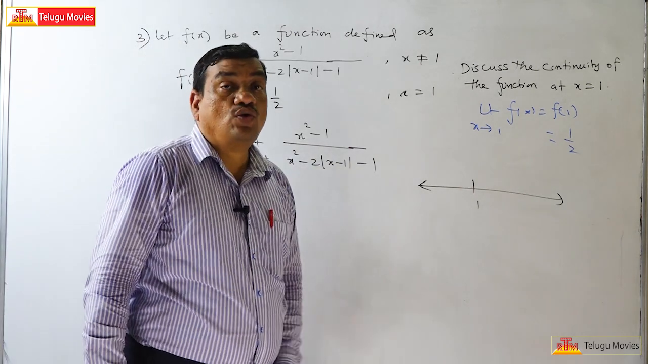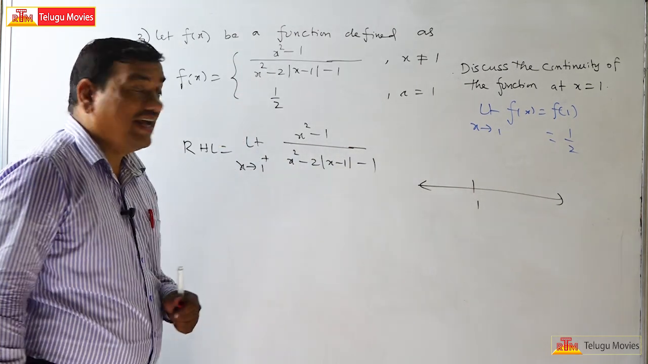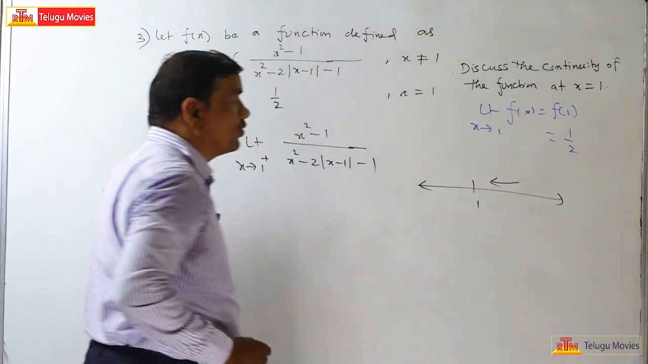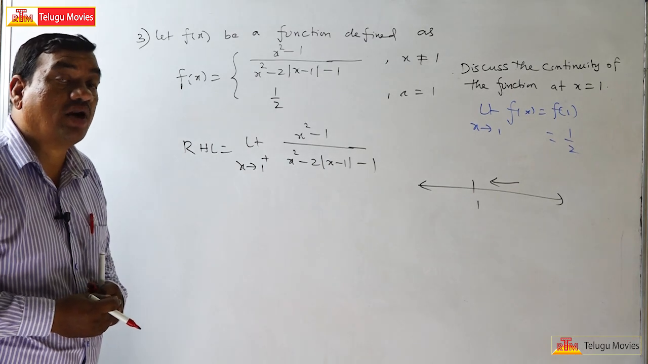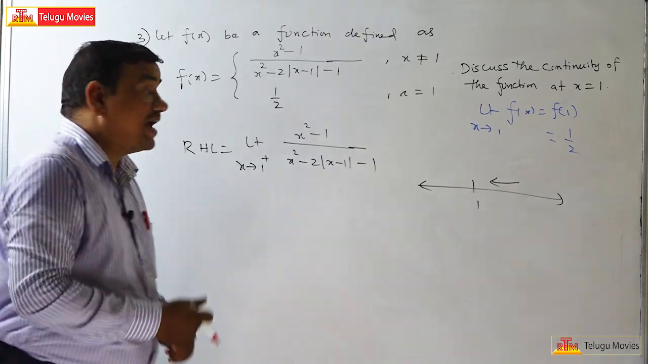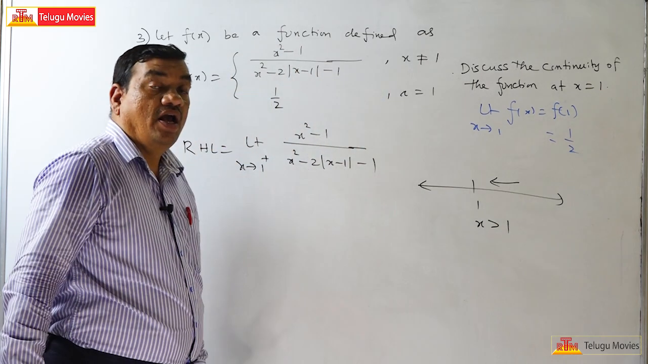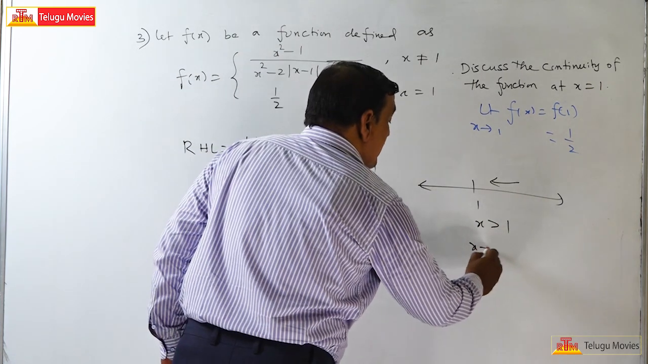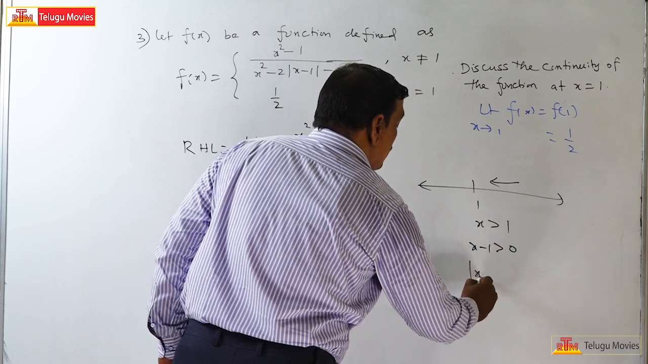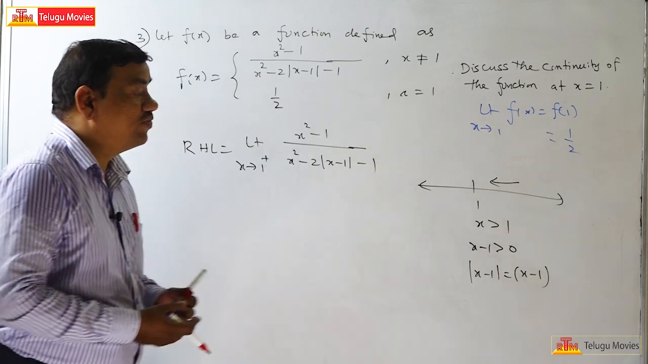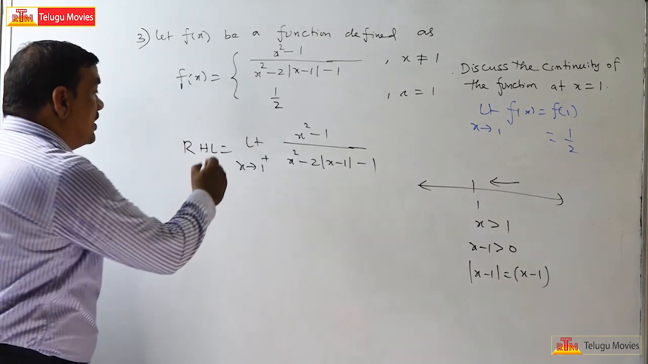So, at x equal to 1, you are approaching the x value from the right direction. X tends to 1 plus means you are approaching 1 from the right, so x is greater than 1. X greater than 1 means x minus 1 is greater than 0. Therefore, modulus of x minus 1 is equal to x minus 1. We know the definition of modulus, so let us substitute that.